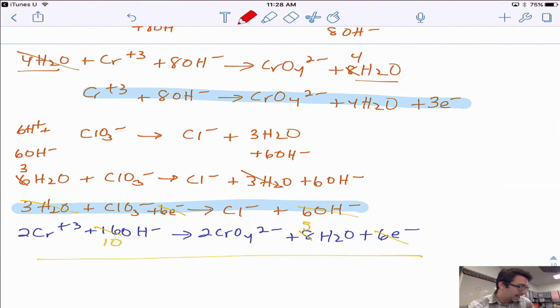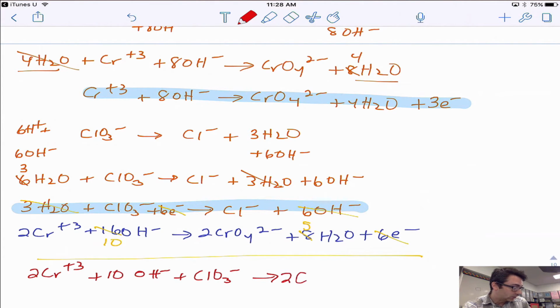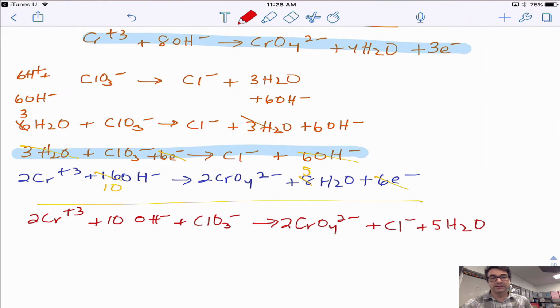On the left, we're going to have our 2Cr3+, we're going to have our 10 OH-, we are going to have our ClO3-. On the other side, we are going to have our 2CrO4 2-, our Cl-, and our 5 H2Os. And now we're going to hope that we did all this for a worthy cause, and that is to actually balance a redox reaction. So let's take a look.